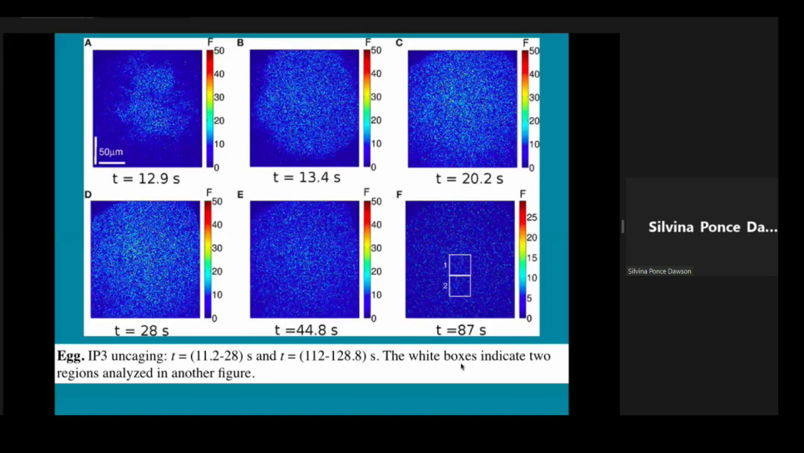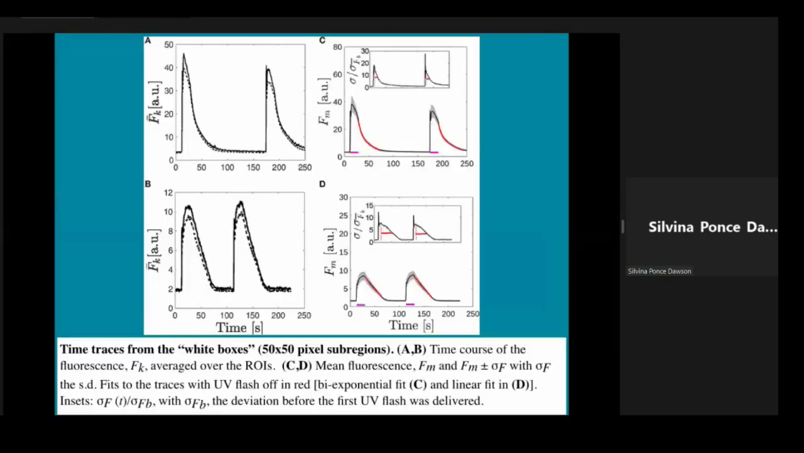Let me go back a little bit. We picked 2 ROIs both in the egg and in the oocyte that were nearby, one to the other, and looked at whether there were differences between both of them. This is from the oocyte, this is from the egg. We saw more variability in the oocyte than in the egg, and we saw that the way that the calcium decayed after the UV pulses were turned off was very different.